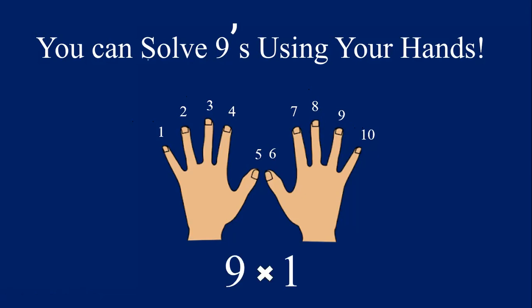Now, the way that this strategy works is if I want to solve 9 times 1, I'm going to put down the first finger.